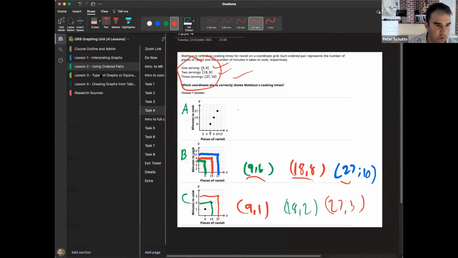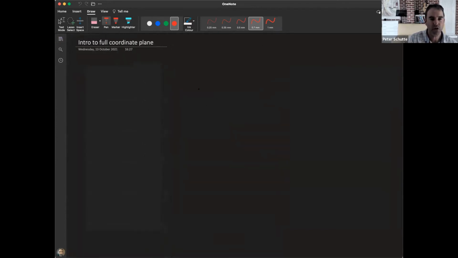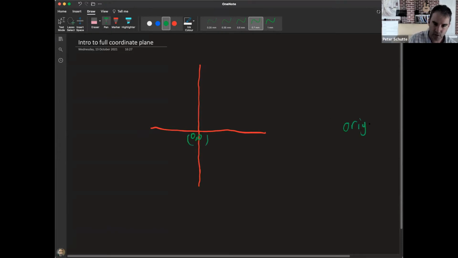All right, so we're going to move on. So intro to the full coordinate plane. So I've actually only showed you a part of what's called the full Cartesian plane. The full Cartesian plane, or the coordinate grid, actually has 2 number lines. The one number line goes like this, and the other number line goes like that. And this point over here in the middle is the point 0, 0, and it's called the origin. It's got its own fancy little name, the origin, where everything begins.